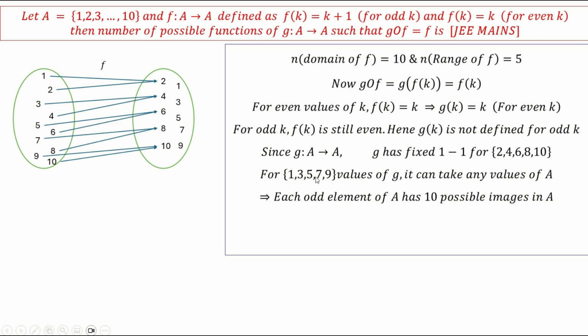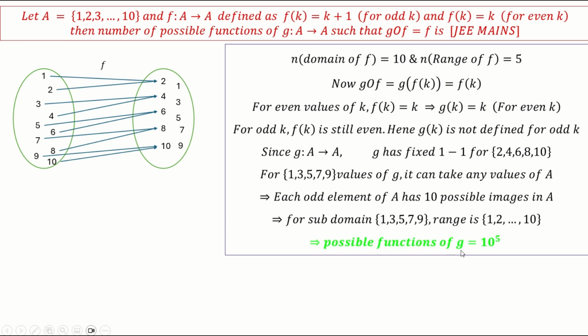Each one of the elements 1, 3, 5, 7, 9 can take any of the 10 elements in the codomain. Correct? The codomain has 1 to 10. So g of 1 can be defined as any of the 10 values. Similarly, g of 3 can take any of 10 values. So each element has 10 possible images in A, which means for the subdomain 1, 3, 5, 7, 9 with range 1 to 10, the possible functions g are 10 to the power of 5. Total 10 to the power of 5 functions are possible.